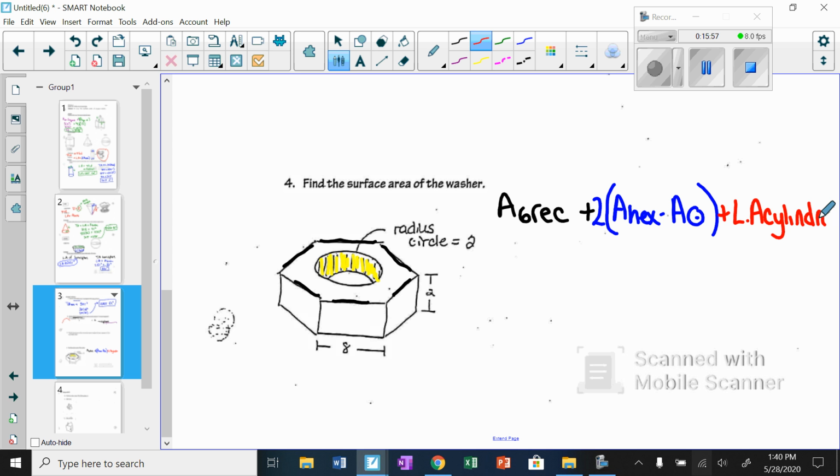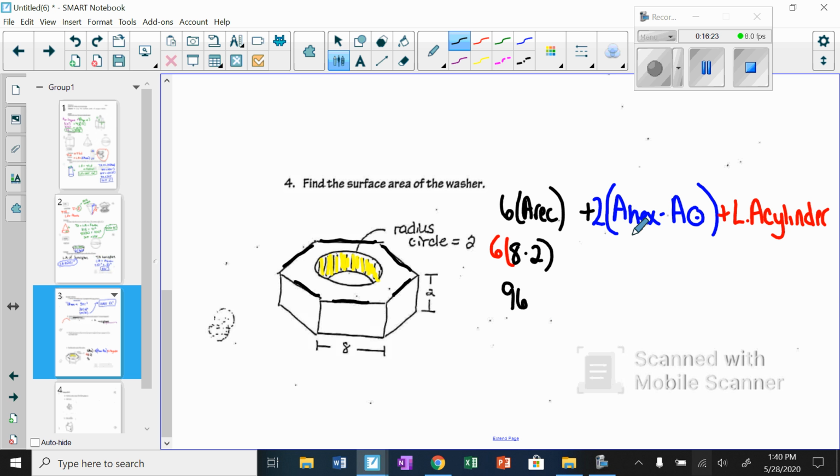So we want to find the area of the rectangles. Well, that's going to be pretty easy. That's just going to be 6 rectangles. I should have written this differently so it makes more sense to you. I should have done 6 times the area of a rectangle, just like we did for the other one. All right, so we're 6 times 8 times 2. So that's going to be 96.